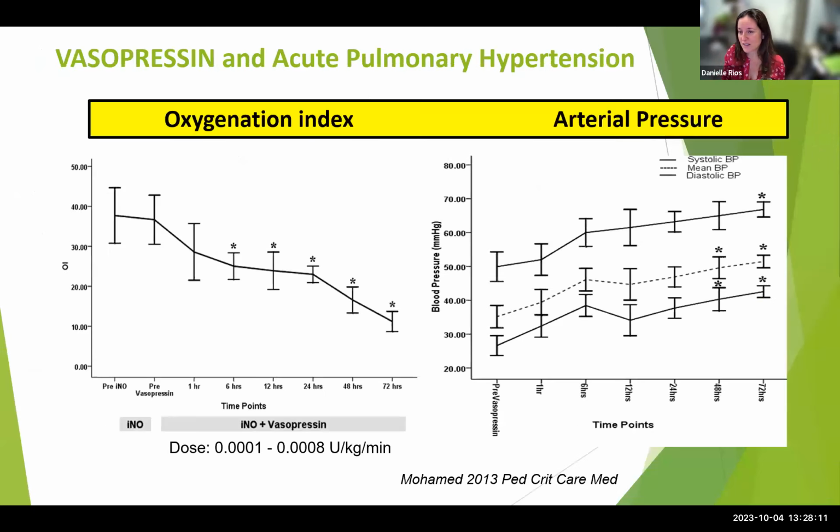So let's discuss vasopressin briefly. I'm not going to go into a lot of detail about these things because I do want to leave time for some questions. So vasopressin in acute pulmonary hypertension, there's this study that showed an improvement in oxygenation index on the left with an increase in blood pressure with vasopressin infusion.